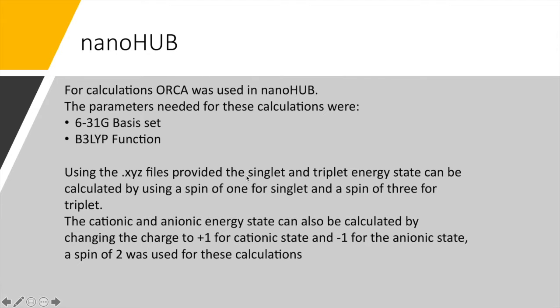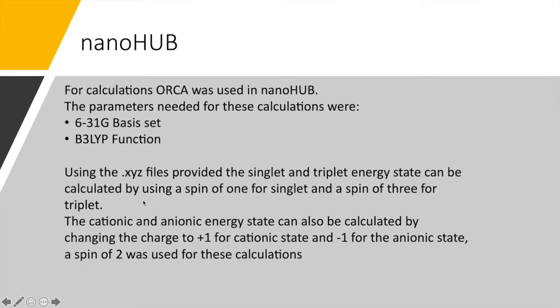To do these calculations, we're going to use NanoHub. We use Orca specifically, and the parameters we need are going to be the 6-31G basis set and the B3LYP functional. So using the XYZ files we provide in the lab, the singlet and triplet energy state can be calculated by using a spin of 1 for the singlet and a spin of 3 for the triplet.